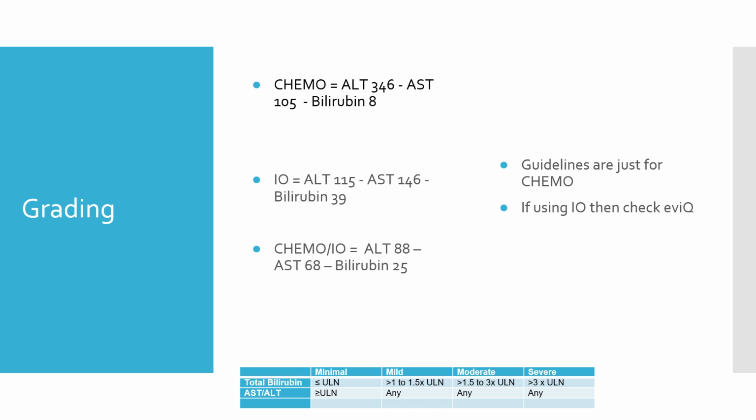So that's just about how you're grading them and looking at them, and where to look and what to look at. And remember that the hepatic guidelines are for chemotherapy. If the patient's having immunotherapy, then we still have to check EVIQ.